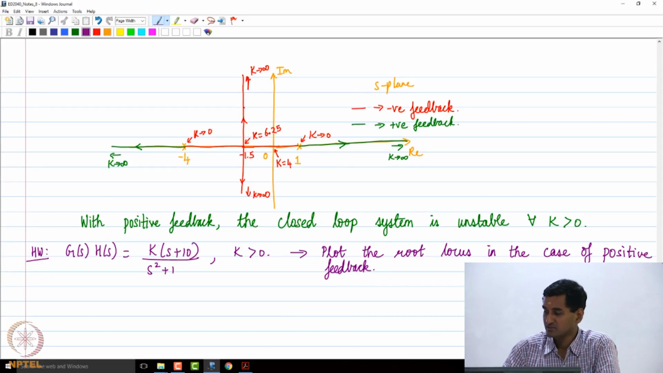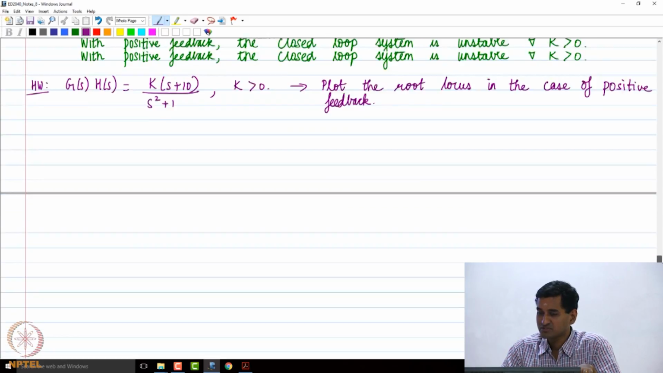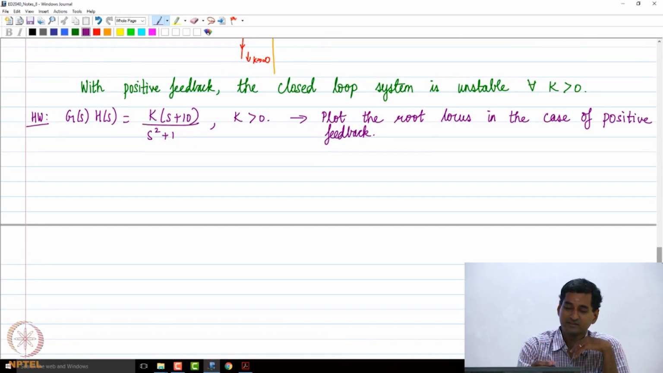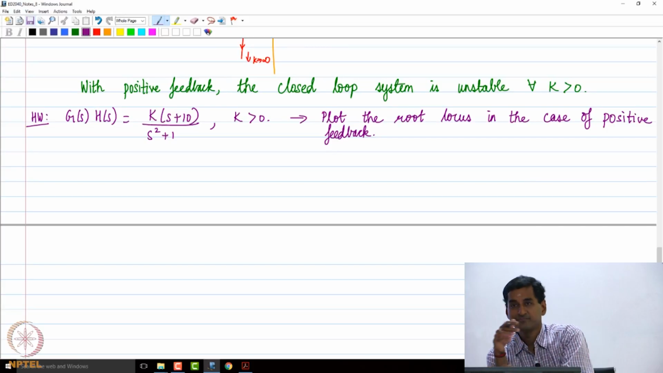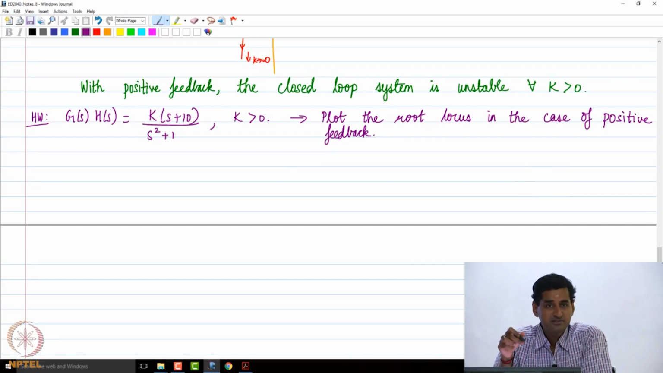Okay. So, that's an exercise, I leave it to your homework. Once again, notice the differences between what happens when we have negative feedback and positive feedback in this example also. That is something which you have to do as an exercise. Is it clear? Okay. Any questions on this?